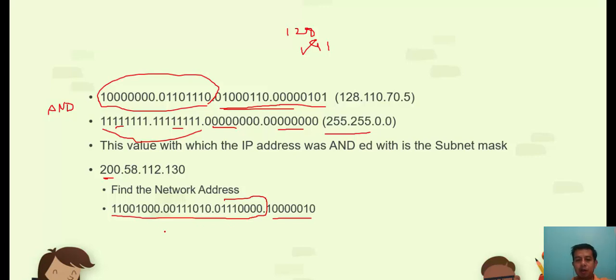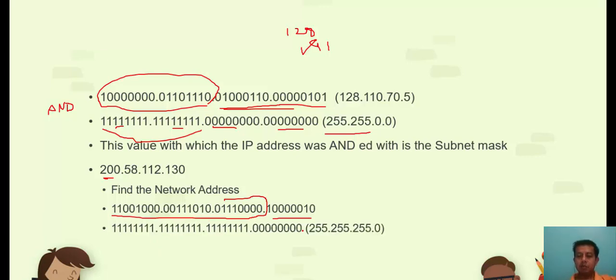So now I have to logically AND, where the first 3 parts will be logically ANDed with all ones and the last part will be logically ANDed with all zeros. So my subnet mask now becomes 255.255.255.0. That means all ones for the first 3 octets and all zeros for the last octet. So this is the subnet mask for this particular IP address.